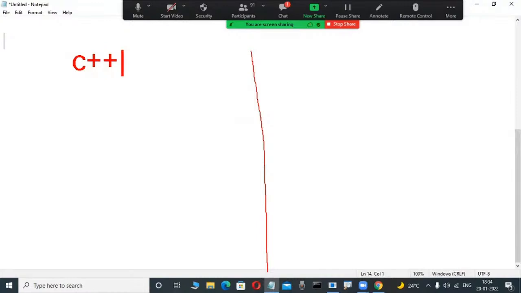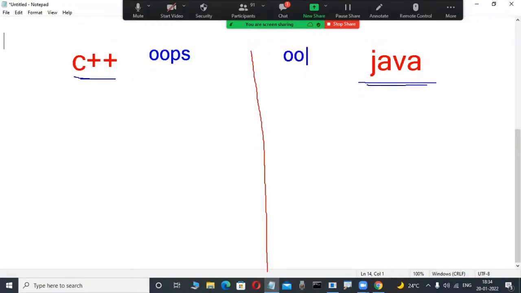C++ is a language and Java is a language, for example for computer students. These are two popular object-oriented languages. In object-oriented languages, there are some OOPS concepts, some object-oriented features. Here also OOPS concepts are there, and here also OOPS concepts are there.